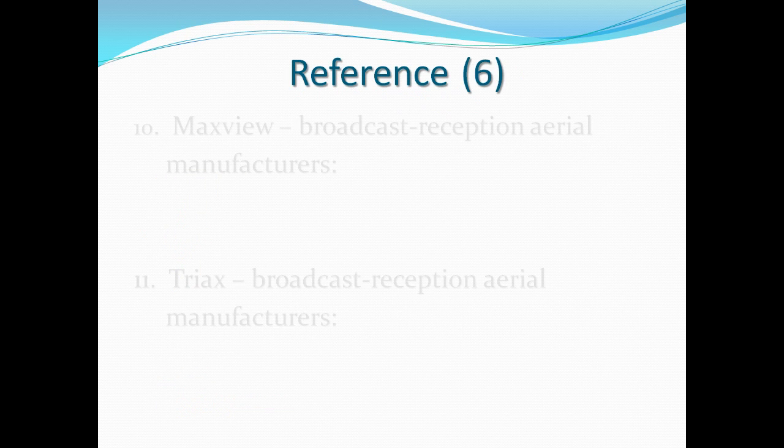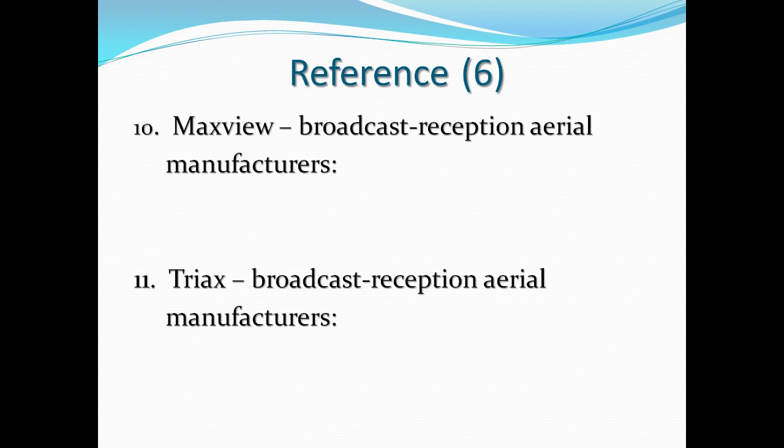References 6. Number 10. MaxView, broadcast reception aerial manufacturers. Number 11. Triax, broadcast reception aerial manufacturers.